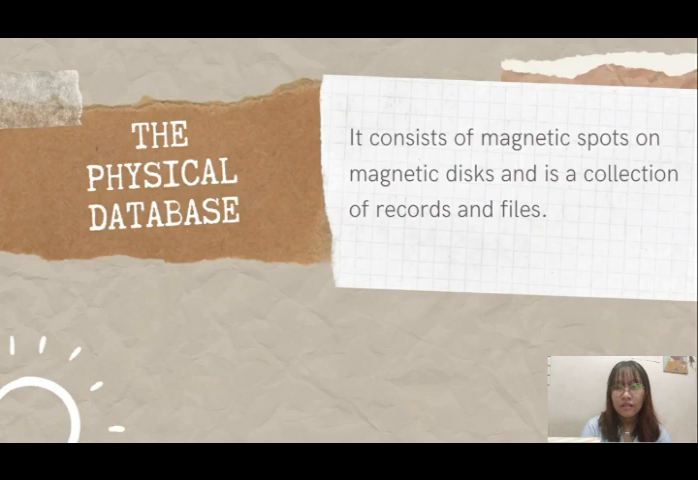The last element in the database environment is the physical database. It consists of magnetic spots on magnetic disks and is a collection of records and files. It is both the actual device containing the data as well as the paths used to access the information needed.